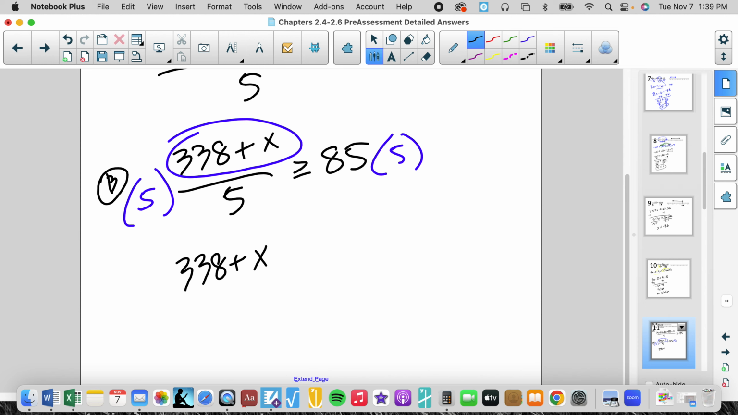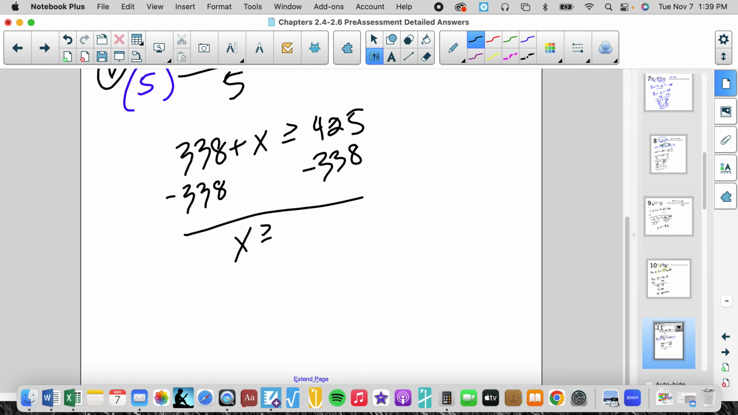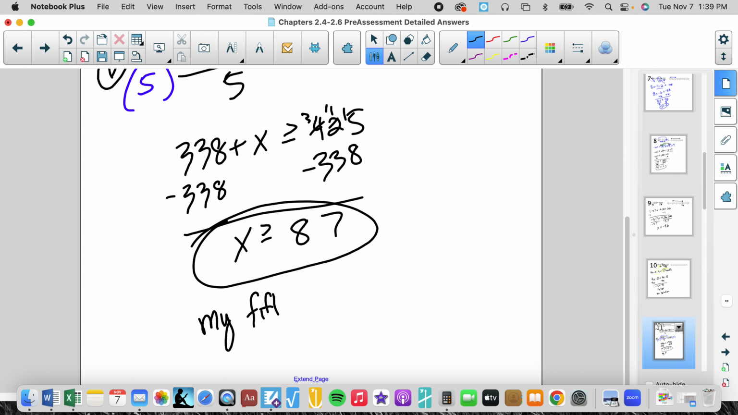338 plus x is greater than or equal to 425. 425 minus 338. x is greater than or equal to, carry, that's 7, carry, that's 8. So my fifth score must be 87 or more on my next test. Okay, so I need an 87 or more.